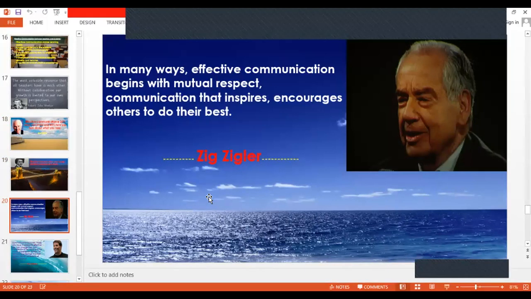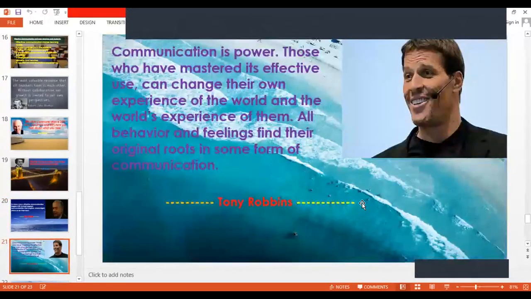Zig Ziglar has said, in many ways, effective communication begins with mutual respect, communication that inspires, encourages others to do their best. So, seeing our effective communication skills, others should be inspired by us. Next, Tony Robbins, a very famous motivational speaker: Communication is power. Those who have mastered its effective use can change their own experience of the world and the world's experience of them. All behavior and feelings find their original roots in some form of communication.